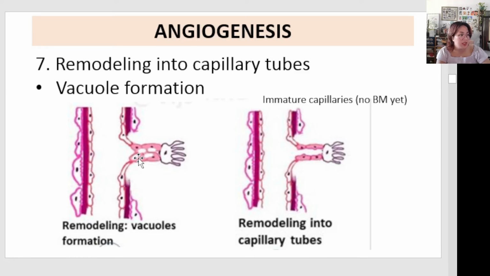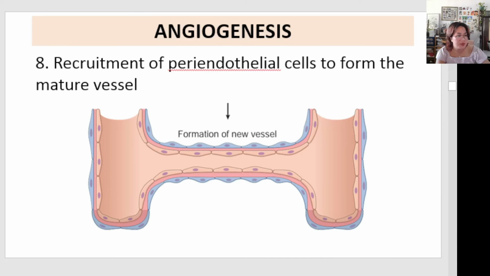We can see that the vacuoles start to appear inside the endothelial cells. Then these vacuoles coil together to form capillary tubes, which is brought about by angiopoietins 1 and 2. The eighth one is the fusion of tip cells. So, blood vessels 1 and 2 fuse, and once they are fused, they are remodeled into capillary tubes. This happens with the recruitment of periendothelial cells to form the mature vessel.